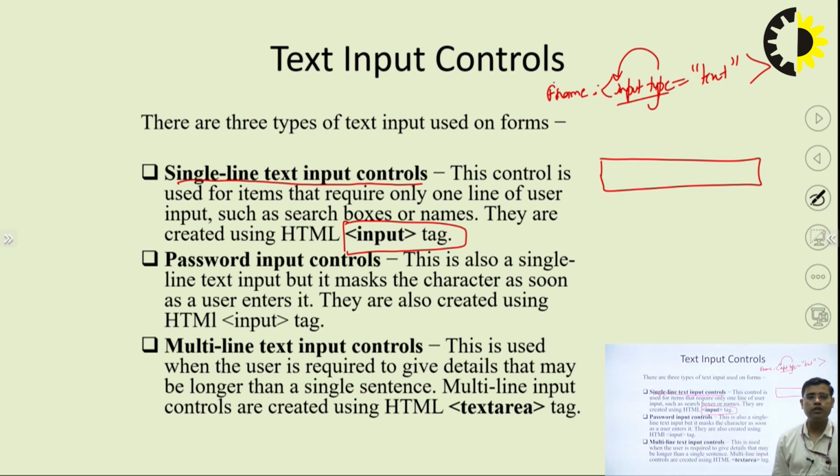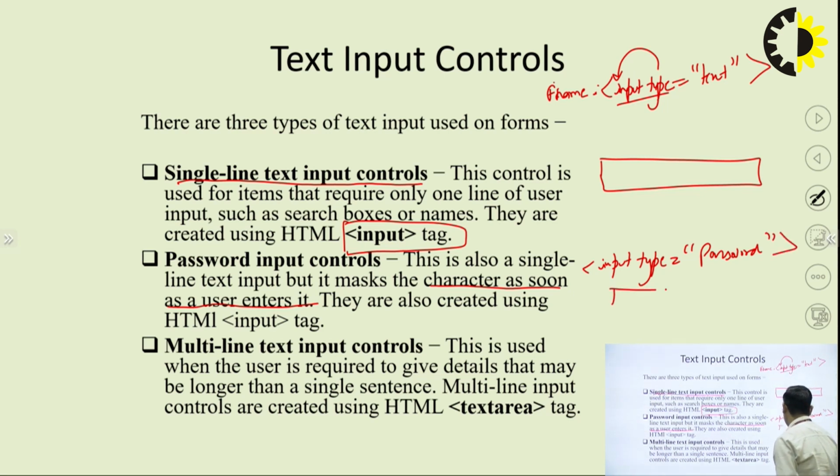Next one is the password input control. This is also a single line text input, but it masks the characters as soon as the user enters them. How can we use this type of input control? Define input type is equal to password. One box is created, and inside this box your password looks like this. So it is hidden from the web browser.